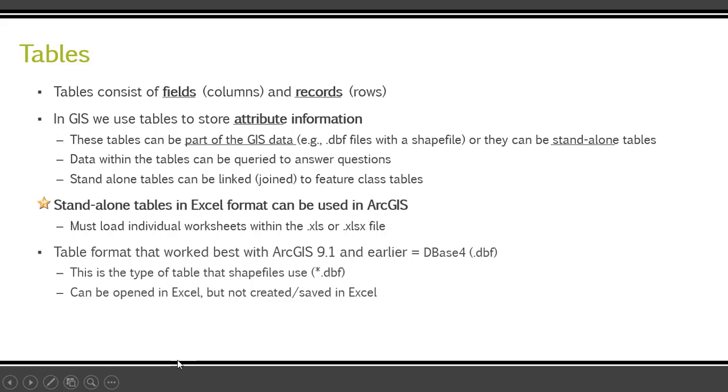The first thing we should probably do is come to a common understanding of what a table is. Tables are exactly what you think they are. They consist of fields and records, which are also known as columns and rows. In GIS, we use tables to store attribute information, so information about our features.